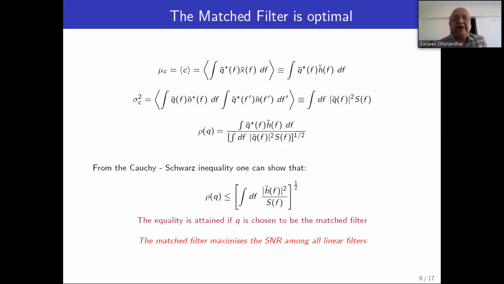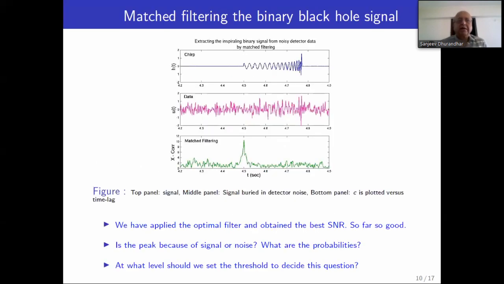It gives the highest peak. But then, here is a picture of that. Here is the signal, which is the black hole binary. Then this is embedded in the noise, of course, a much smaller version of it. The amplitude is reduced, so you can't see a thing here. And you apply the matched filter as I've shown you earlier, Q of f and so on.